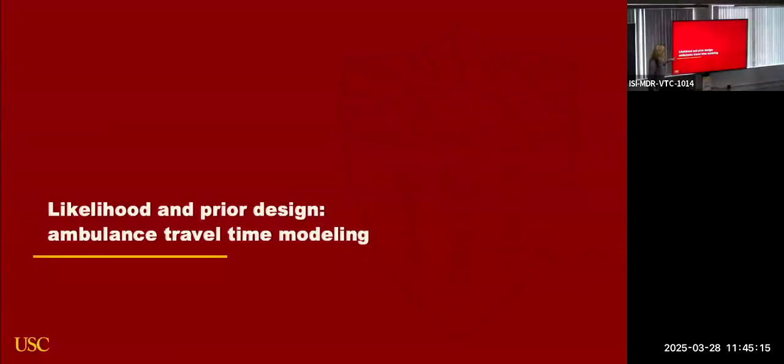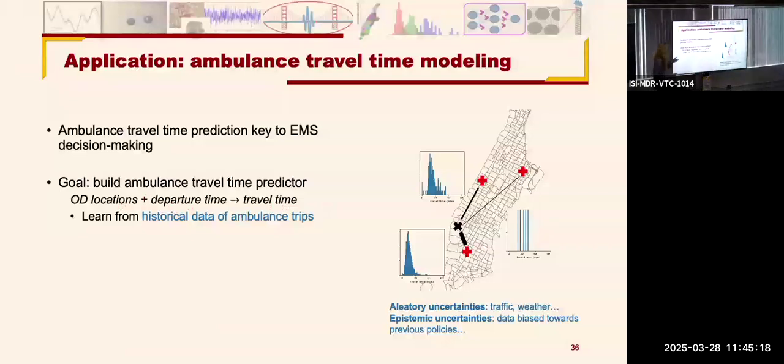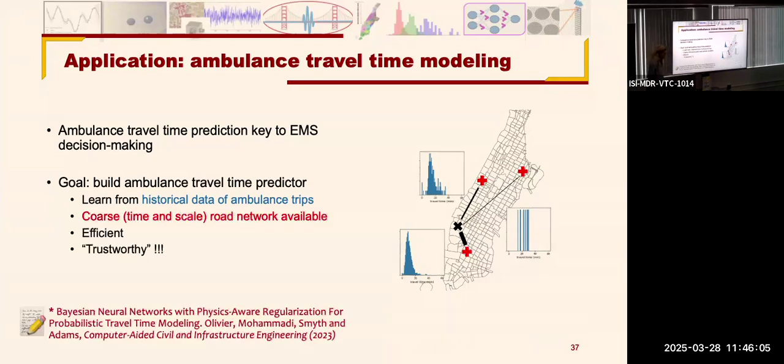And one way is through likelihood design. So this is the problem of travel time prediction, where I have an origin, destination, and departure time, and I'm trying to predict the travel time from my origin to my destination. So we have a lot of aleatory uncertainties because there is traffic, so that's a very stochastic process. And then we have epistemic uncertainties because typically we have a lot of data for short trips, but because of ambulances, typically you send the closest ambulance, so you have more data for short trips than for longer trips. So it's a very imbalanced data set.